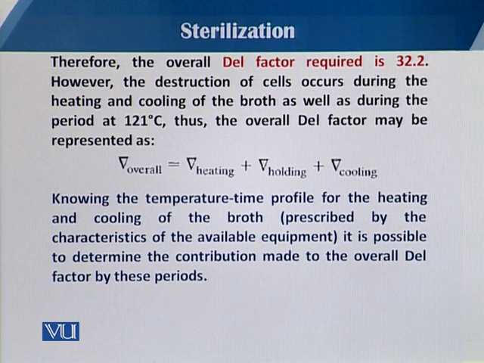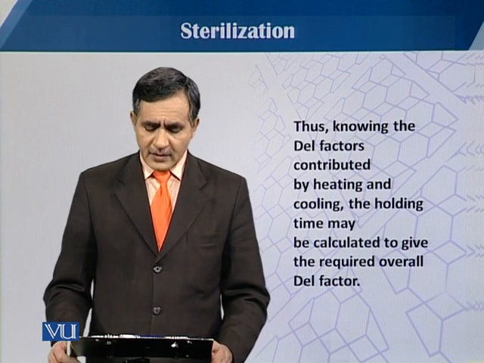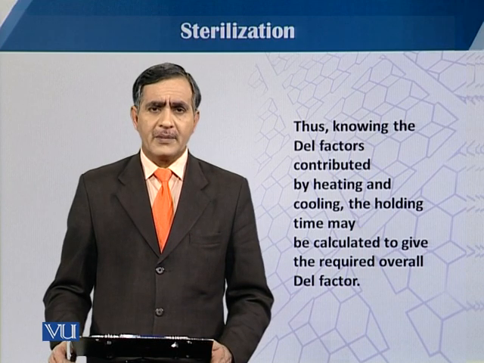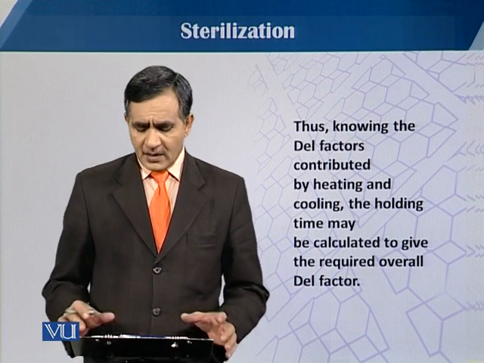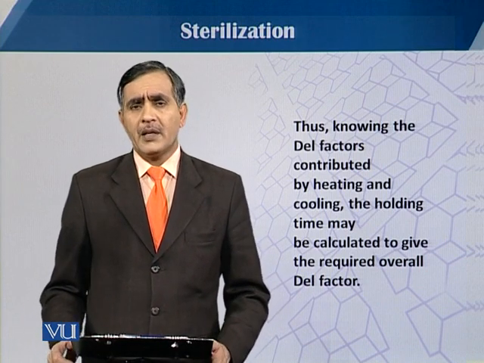So if the required del factor is 32.2, then at 121 degrees Celsius, the contributions to the overall del factor are the heating, holding, and cooling. One del factor is required to raise the temperature up to 121 degrees Celsius, then the holding time, and then the cooling time. Knowing the temperature profile for the heating and the cooling of the broth, it is possible to determine the contribution made to the overall del factor of the sterilization. Thus, knowing the del factor by heating and cooling, the required holding del factor can easily be calculated. As reported by the scientists in 1959, the del factor contributions are the heating, holding time, and then cooling time.